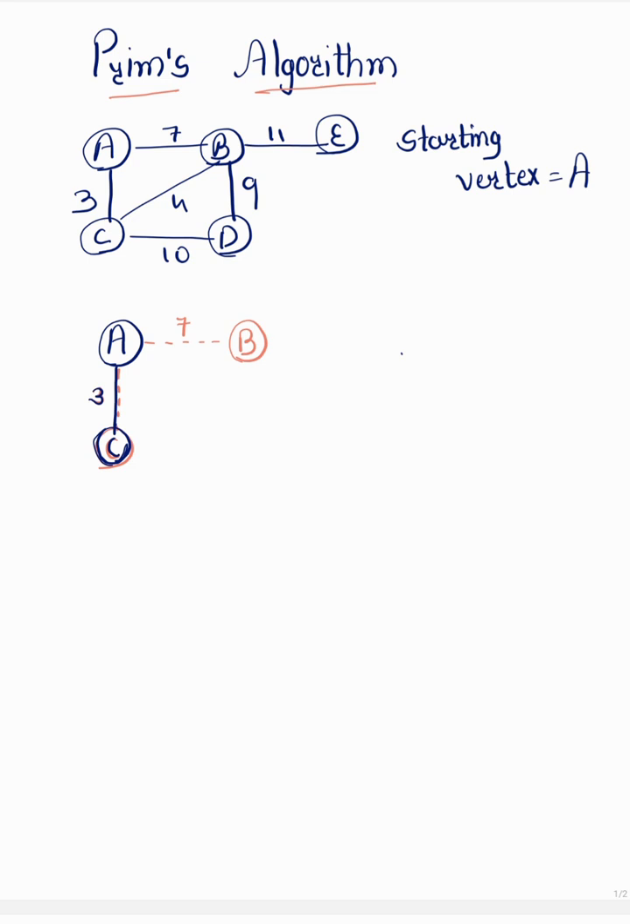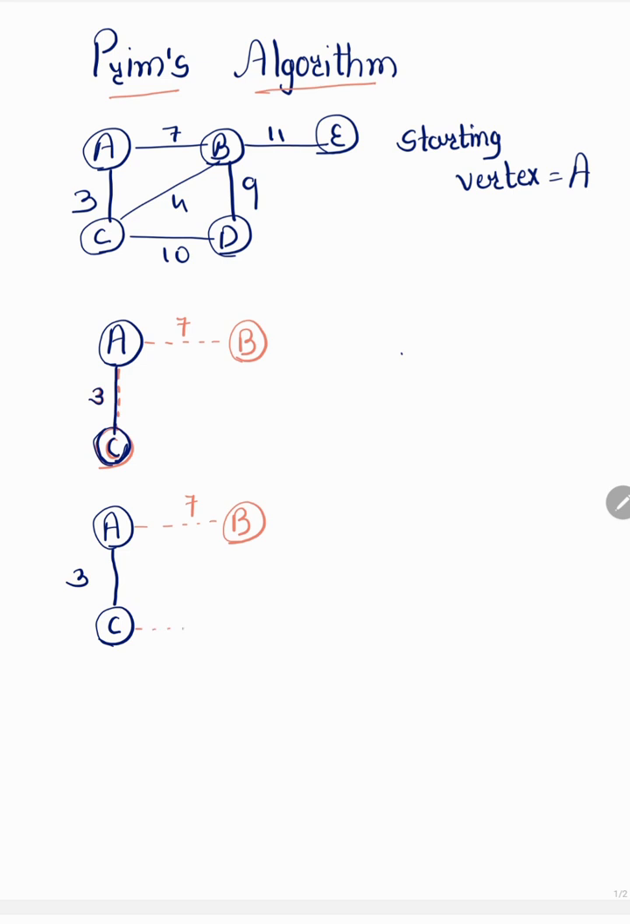Now again I need to check. Along with C, this A is here, this is done, but this is still a fringe. Now I need to check the adjacent vertices of C, the one I just added, right?